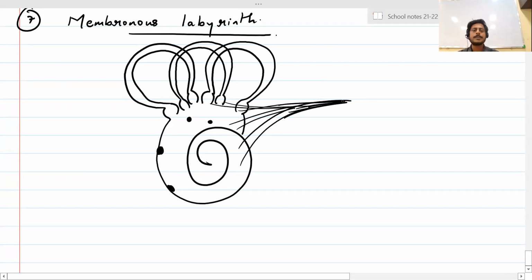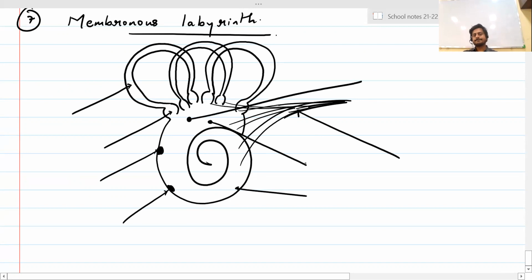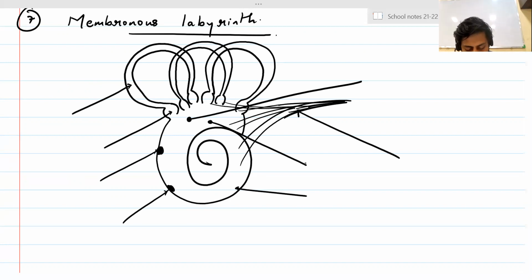This will be your auditory nerve. Okay, or any similar diagram that we may have drawn in class. So this is your semicircular canal. This is ampulla. This is oval window. This is round window. This is the cochlea. This is the auditory nerve. This upper circle is utriculus and the lower one is sacculus. Okay. So this is your diagram for membranous labyrinth or inner ear.